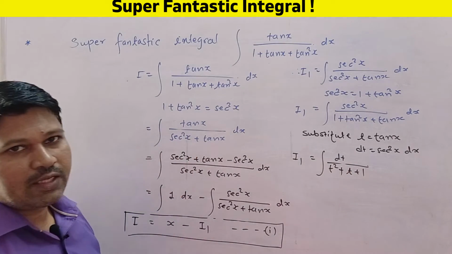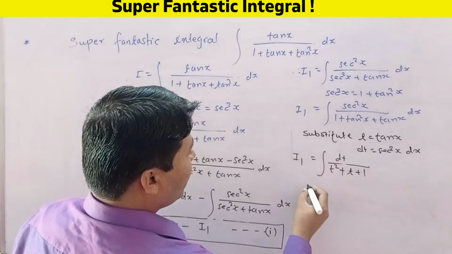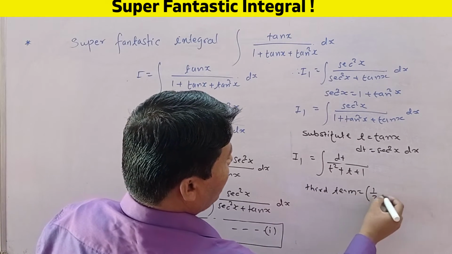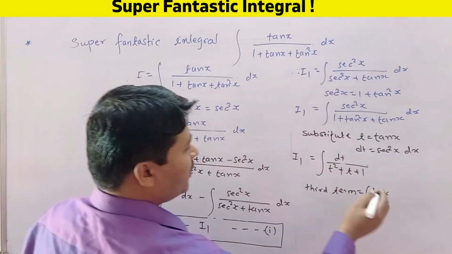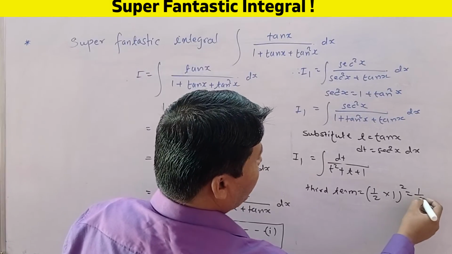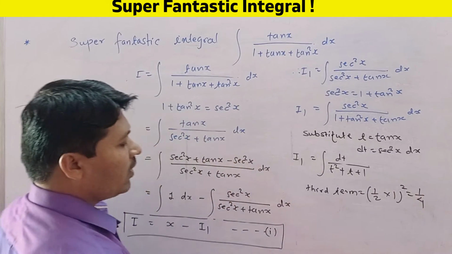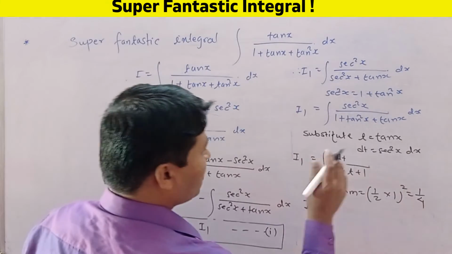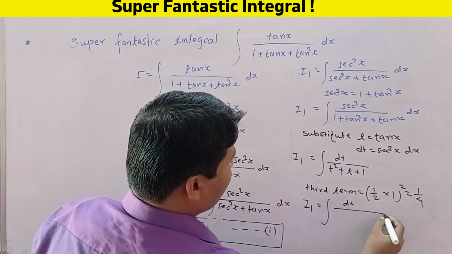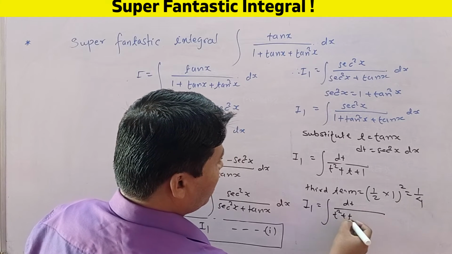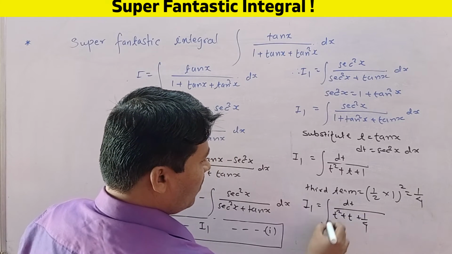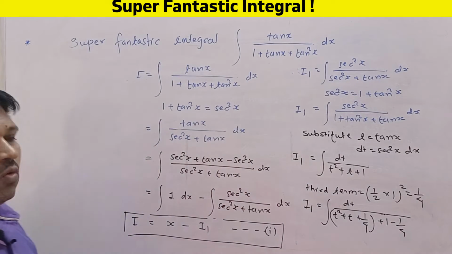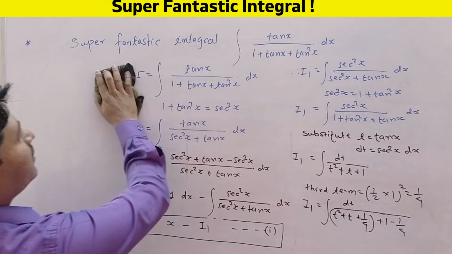This is like a quadratic expression, so we can calculate the third term. Half the coefficient of t, which is 1, gives 1 by 2, and the bracket square gives 1 by 4. We add and subtract this term, so we get t square plus t plus 1 by 4 in a completed bracket, plus 1 minus 1 by 4. Now we can find the solution.